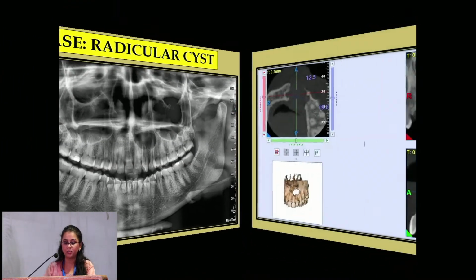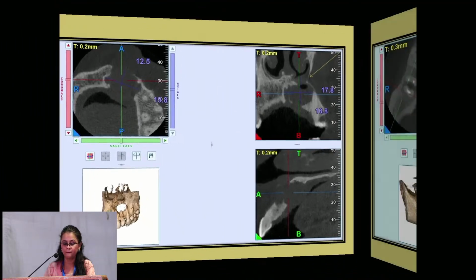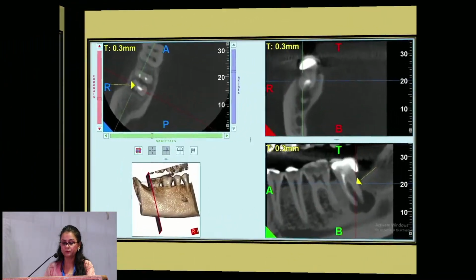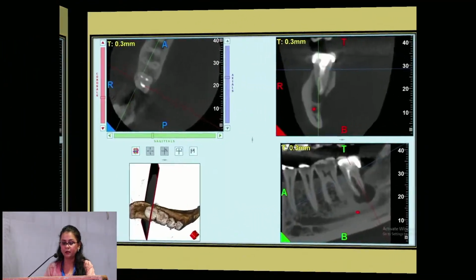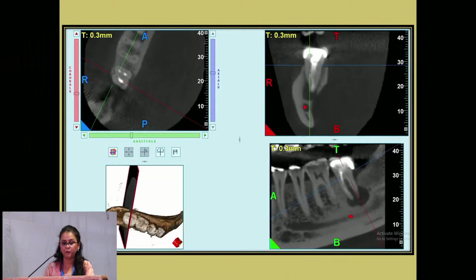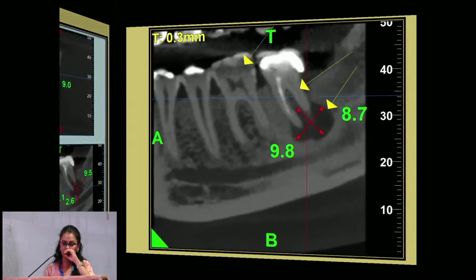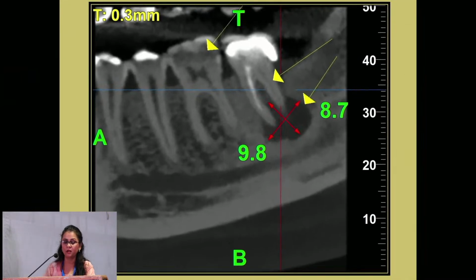There are many radicular cysts which have a varied appearance. I'll just go a little faster in this. This is how the measurement can be done. The mental canal, and its relation to the inferior alveolar canal.